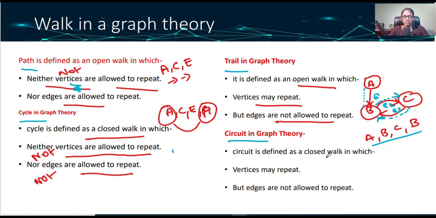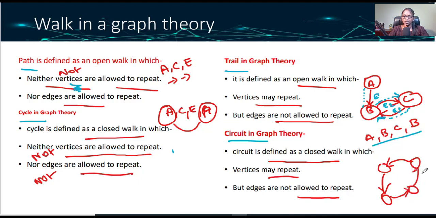And the next one is circuit. In graph theory, a circuit is defined as a closed walk in which vertices may repeat but edges are not allowed to repeat. So a circuit is also called a closed walk. For example, A, B and C, D. Vertices may repeat but edges do not repeat. This is called a circuit.